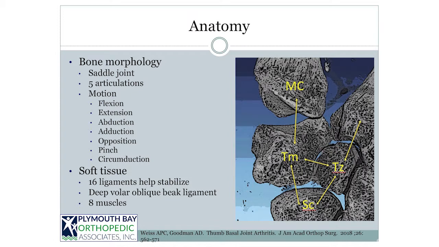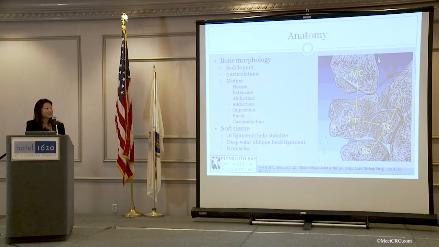The motion in the thumb includes flexion, extension, abduction, adduction, opposition, pinch, as well as circumduction. So there's a lot of different motion that joint is responsible for. To help stabilize that are 16 ligaments and 8 muscles. The most important ligament they found is the deep volar oblique ligament that connects the thumb metacarpal base to the index metacarpal base.